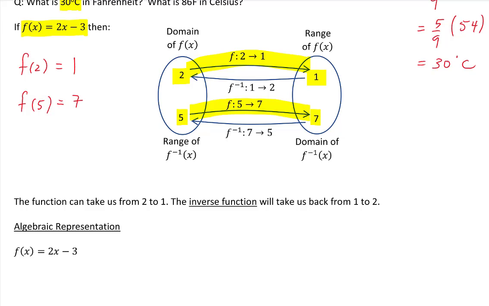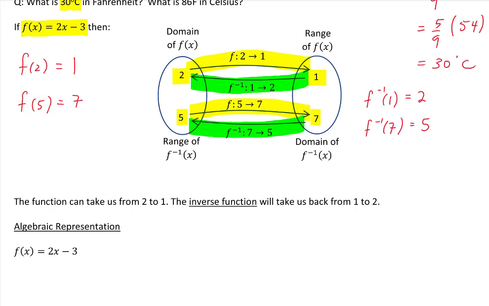So what does that mean in terms of the inverse? The inverse works the opposite way. It would take the number 1 and spit out the number 2. It would take the number 7 and give me the number 5. That would be the inverse. F inverse of 1 is going to give me 2, following the green arrow. And F inverse of 7 is going to give me 5.